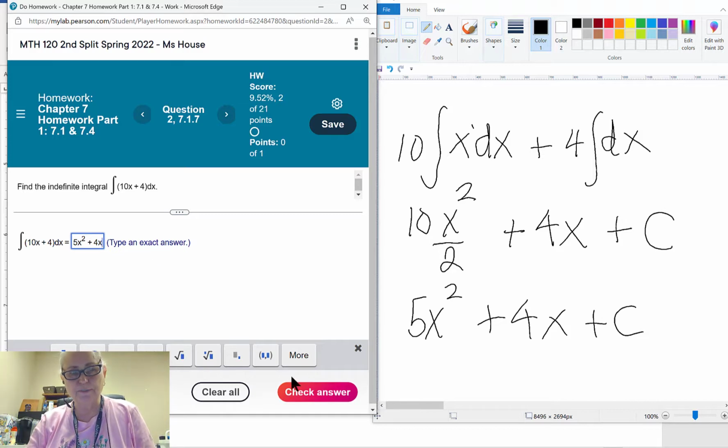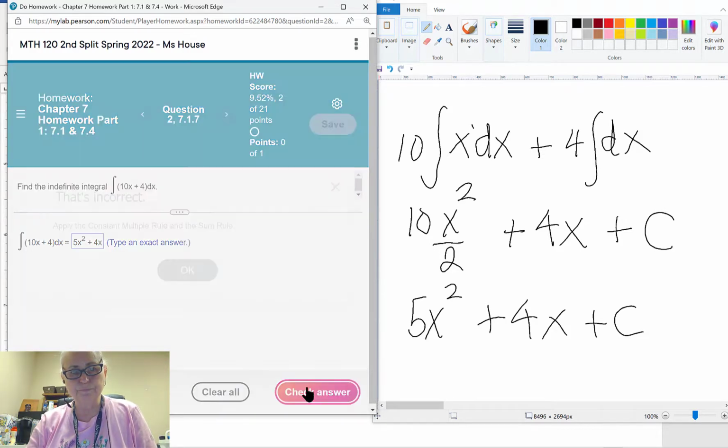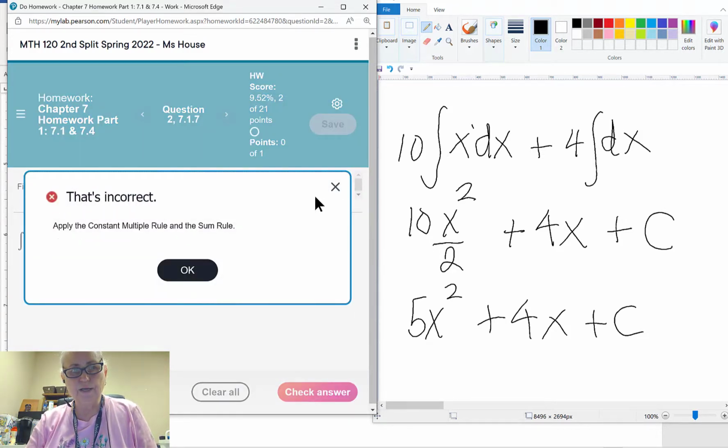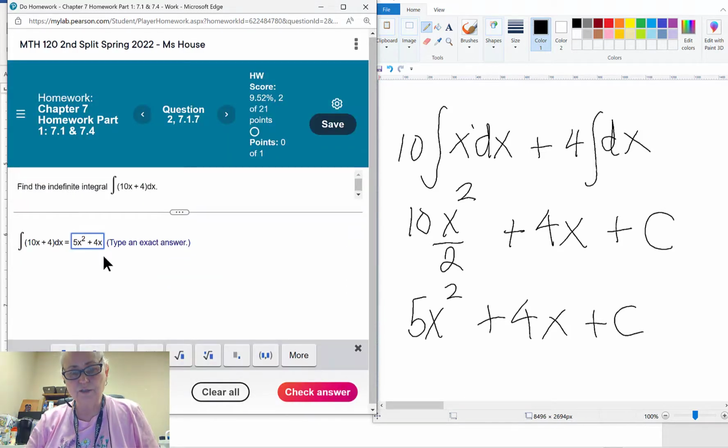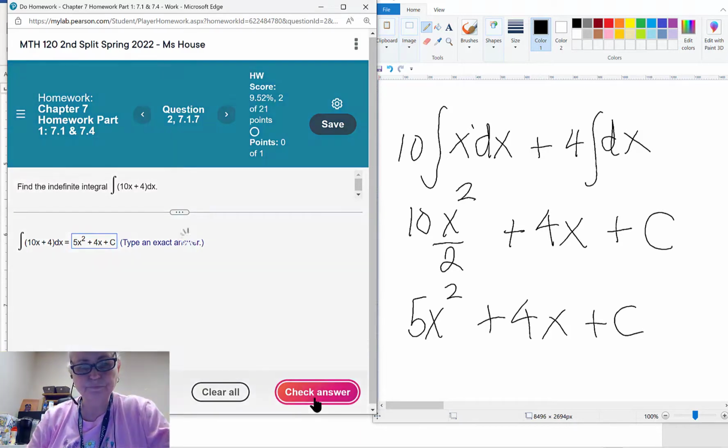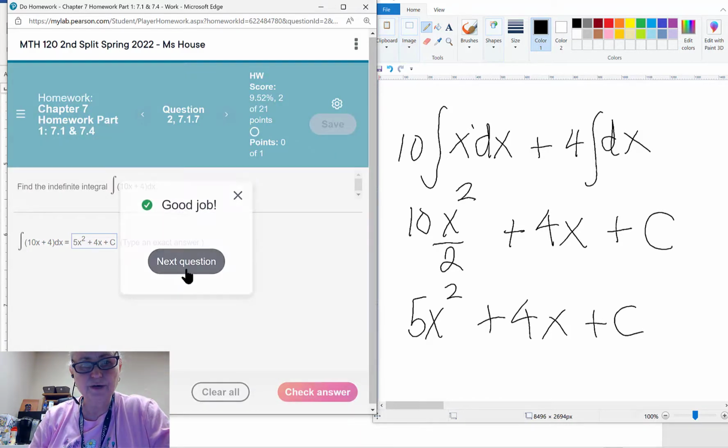Now let me show you what happens if you don't put the plus c. Apply the constant rule. You don't get a good hint about it, so it's not going to tell you that you need to add the c. So you've got to remember to always add the constant. Now we got it right.